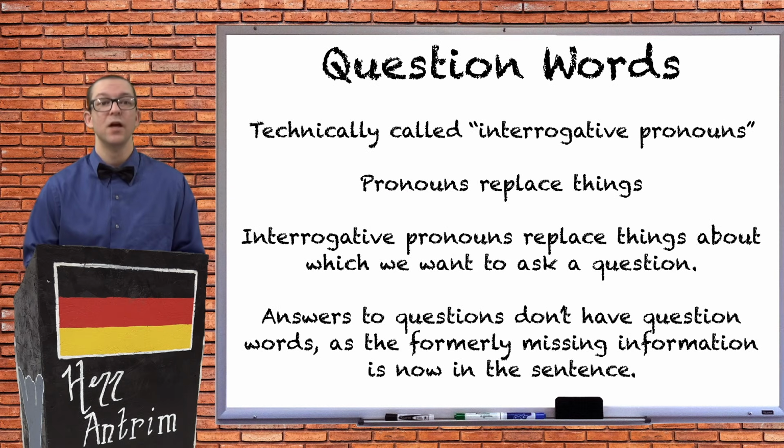Question words are technically called interrogative pronouns. The reason I mention this is because pronouns replace things in sentences. The subject pronouns that I talked about in Lesson 8, for example, replace nouns that are the subject of the sentence. When you use a question word in a question, you are indicating that there is a lack of knowledge on a part of the sentence. The answer to the question no longer has the question word in it, as the question word has been replaced with the formerly missing information. Think of the question words as placeholders for more substantive information.